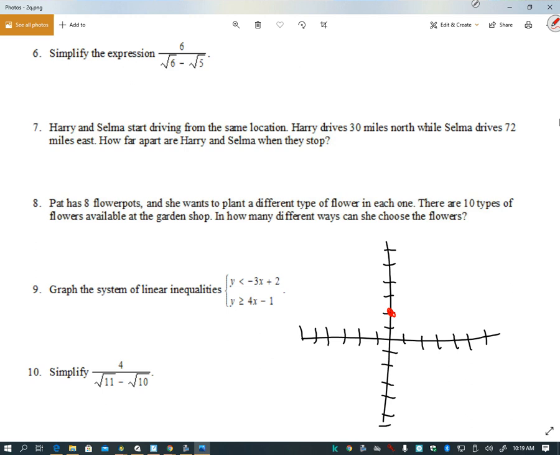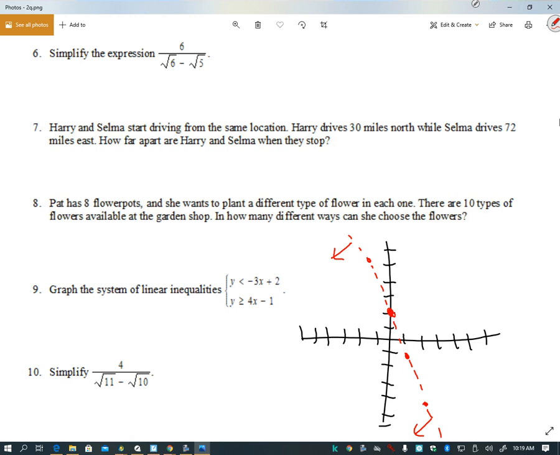1, 2, 3 over 1. It's not great. 1, 2, 3 back 1. Okay. It is a dotted line because it's not equal to. And it's less than. So I'm going to ask myself the question, is 0 less than 2? It is. So therefore 0, 0 is in the solution. So I can shade this way with it. Does that make sense? Okay.